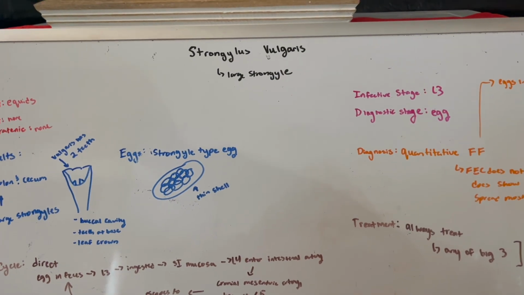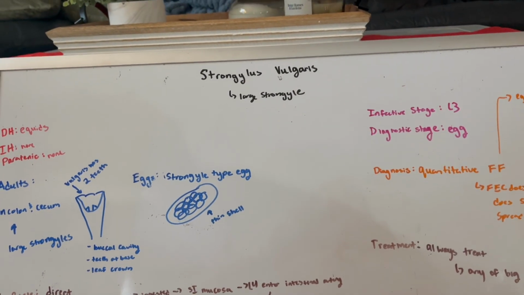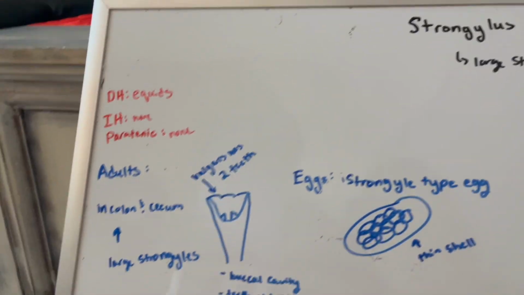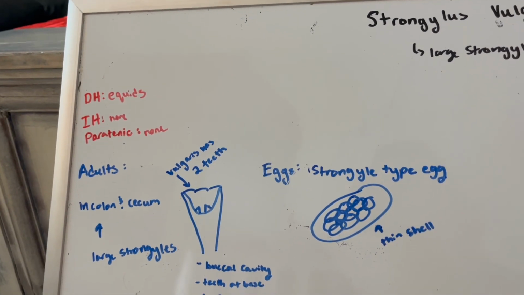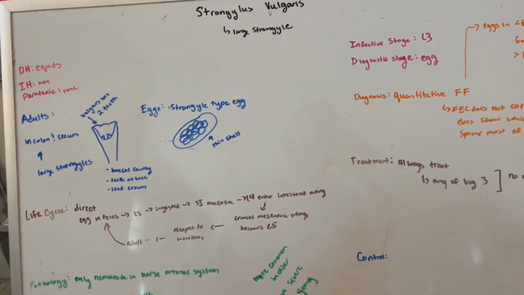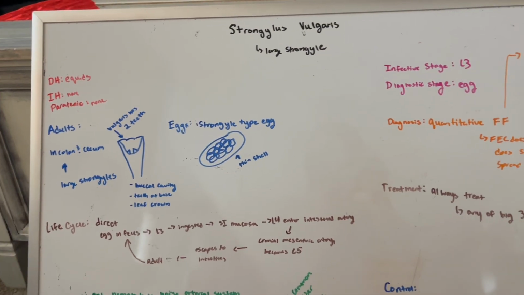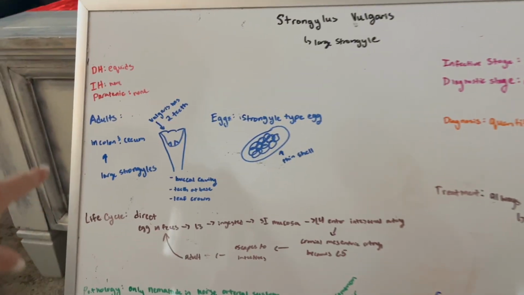So this is Strongylus vulgaris. It is one of the 3 large strongyles. Its definitive host is, of course, equines or equids. A lot of the information on this is probably going to repeat between the different large strongyles, but I did most of it under this one, and then there would just be slight differences between them.